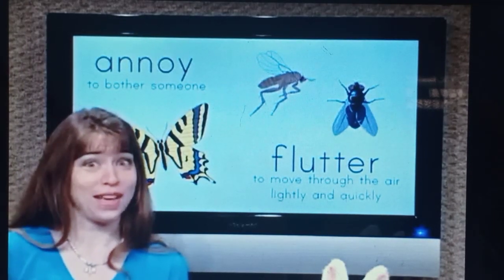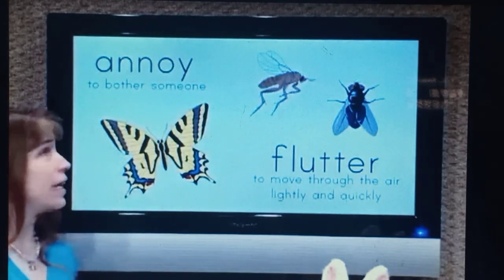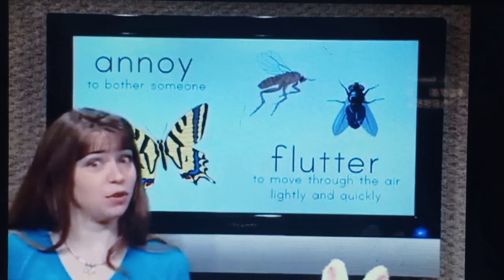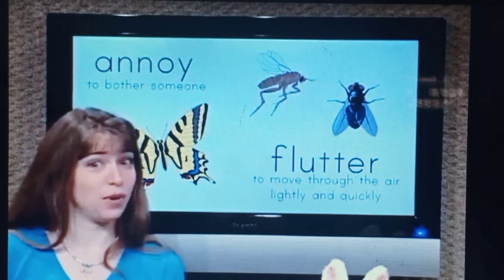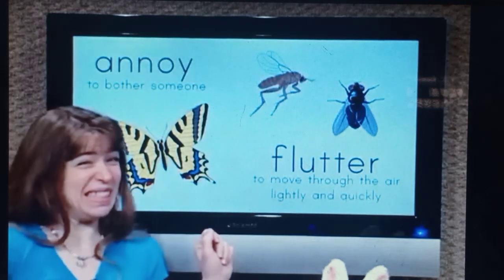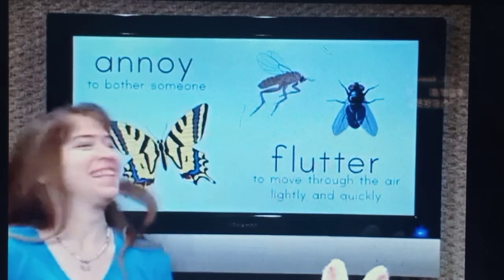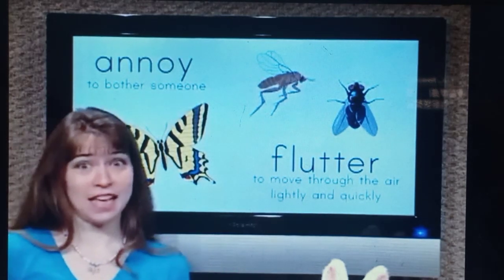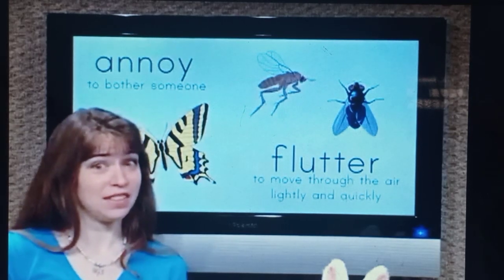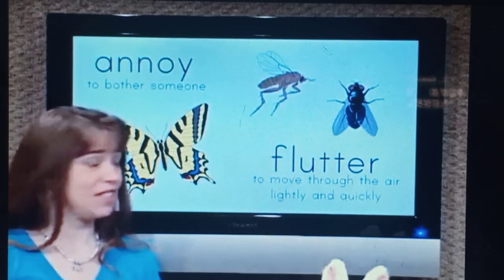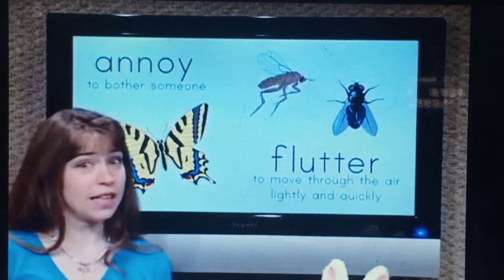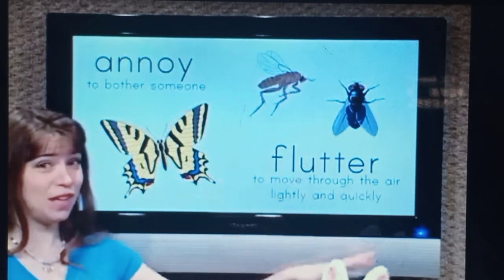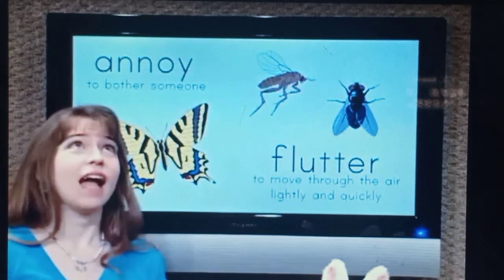Okay, how about the word annoy? Annoy is to bother someone. Like this fly is annoying us. Okay, now flutter. Flutter, to move through the air lightly and quickly. Like the butterfly is fluttering. I like to watch the butterfly flutter around my house.